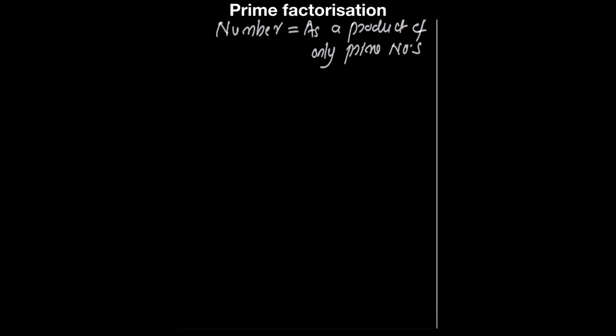Let's do prime factorization. What does prime factorization mean? Writing a number as a product of only prime numbers. This can be done by two methods, the factor tree method and the division method. First, let's see the factor tree method.